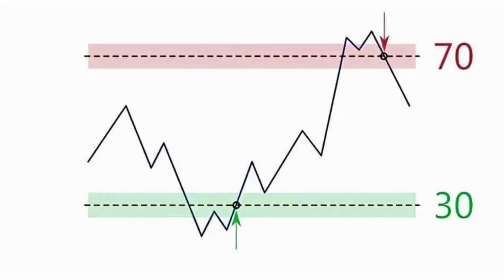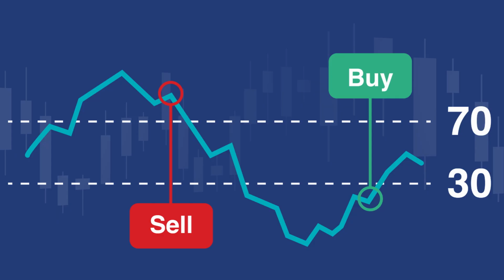Buy setup. RSI goes below 30, oversold. Price starts to slow down or reject lower levels. Enter buy when RSI moves back above 30.